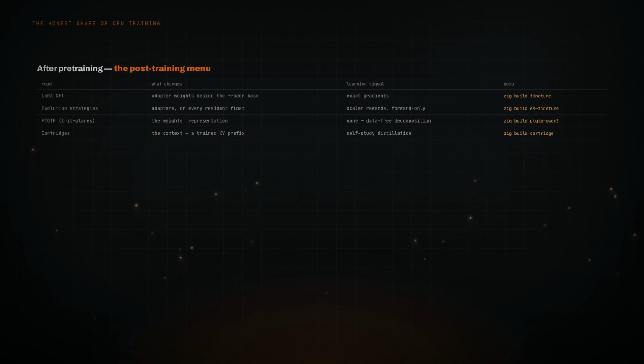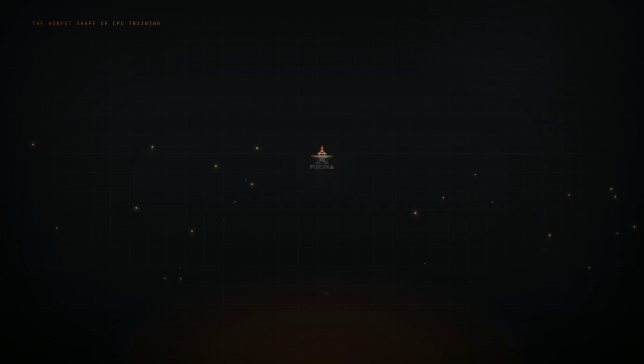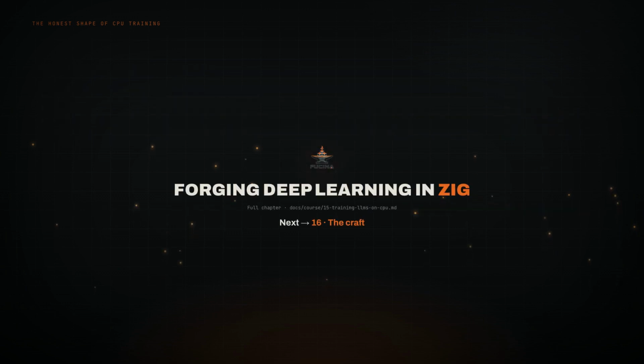After pre-training: gradients, evolution, triplanes, or a trained context. Formats, not frameworks, are the interface. Next time, the craft: how a library like this earns your trust.